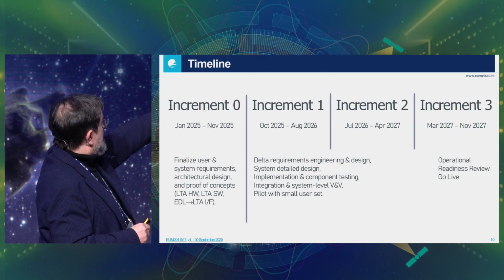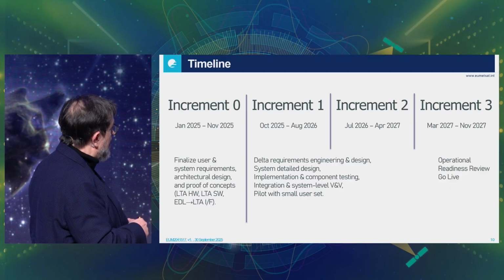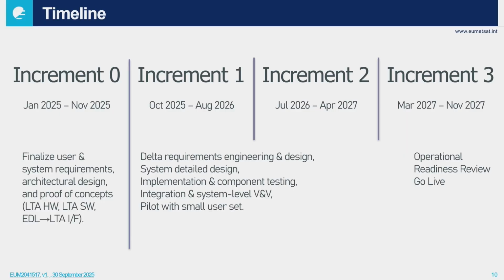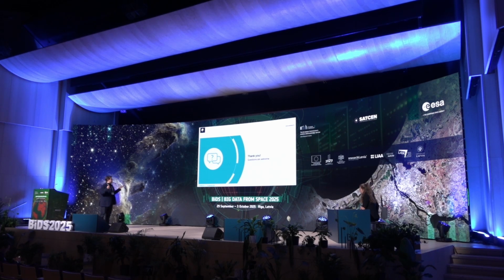So, timeline. We are at increment 0. We just ended increment 0, in which we finalized the user and system requirements, did a preliminary architectural design, and did a proof of concept. Then we have 3 increments. The end of the project is for the end of 2027, in which we do the actual development. That's why I don't have fancy videos to show what we are doing, because we are going to build this. And this ends my presentation. Thank you, questions welcome, and I think I'm on time.